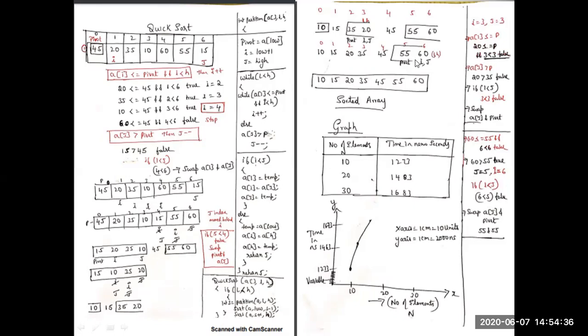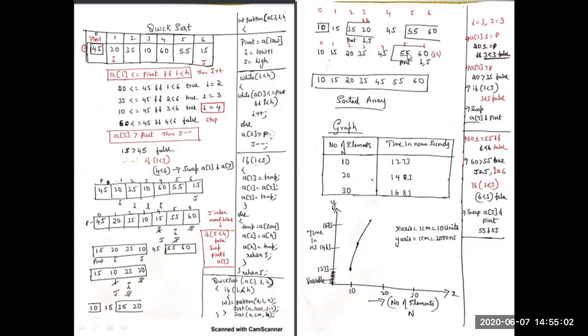Now I'll check with your 55 and 60. So pivot element is 55, and i and j are both pointing to which one? Here, 6. You'll check now: A of i is what? 60. 60 is less than 55? No, false. Okay, and you'll check 60 is greater than 55. Yes, so what happens is you decrement your j value.